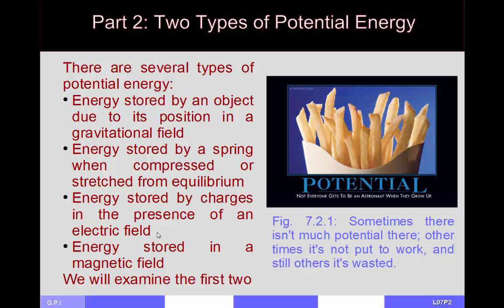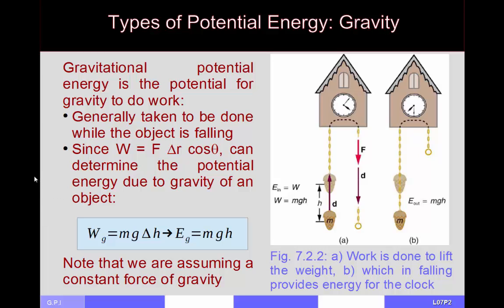And the other types of potential energy that we'll look at more next semester are going to be energy that's stored by charges in the presence of an electric field. We'll especially look at that in the context of capacitors. And then energy which is stored in a magnetic field. So again, today we're going to look at gravitational potential energy and elastic potential energy, or potential energy for a spring. Okay, so let's start with gravity.